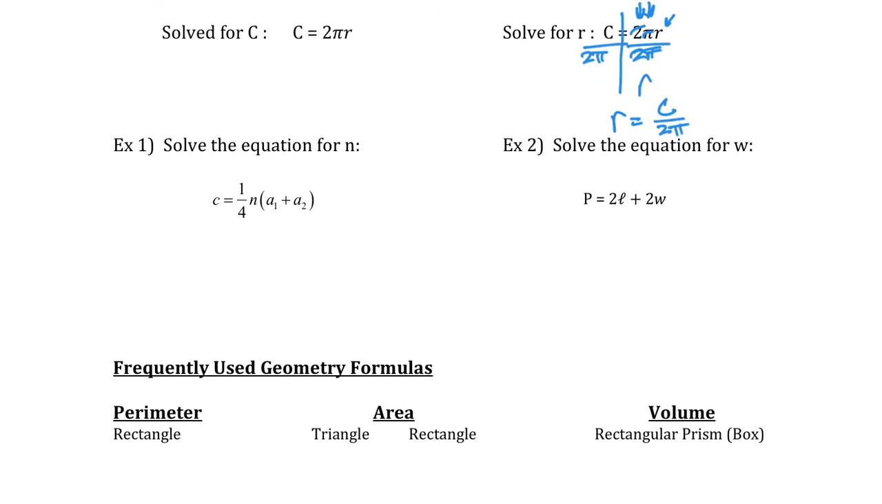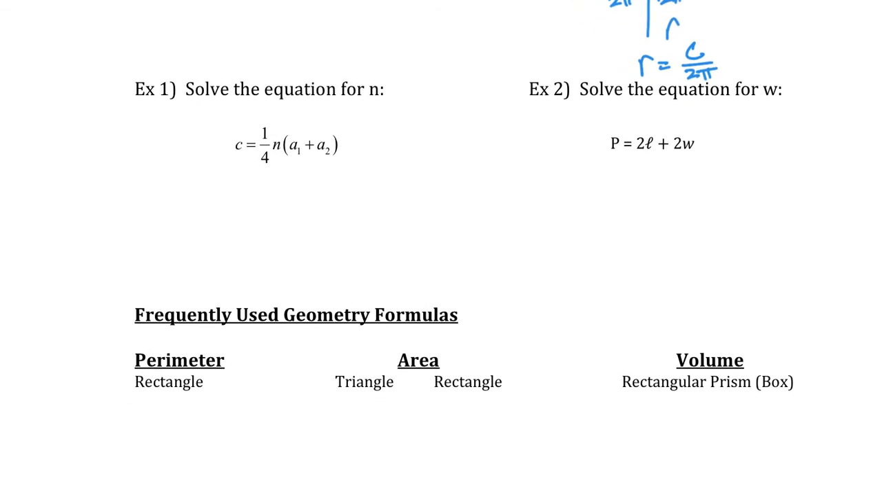So let's take a look then at example number 1. It wants us to solve the equation for n. So if I separate the two sides, I can see that n is on the right side of the equation, which means I need to get rid of the 1/4 right here, and I also have to get rid of this thing right here. Now I know there might be a temptation to use distributive property, but that's a no-no.